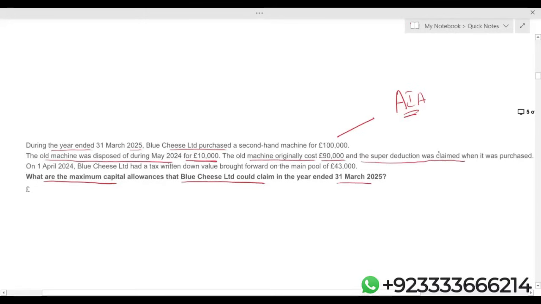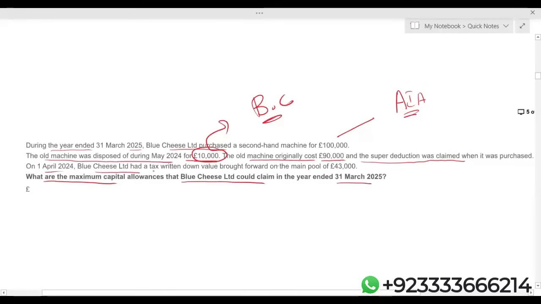Stop. When you are selling an asset against which previously you have claimed the super deduction, then according to HMRC, the entire sale proceed results in a balancing charge. And a balancing charge actually reduces your capital allowances. Repeat, the entire 10,000 is your balancing charge. Let me repeat. If you are selling the asset against which previously you have taken the super deduction, then the rule says the entire disposal proceed is going to result in a balancing charge. And we know that a balancing charge actually reduces your capital allowance.